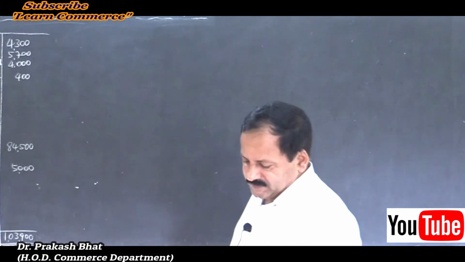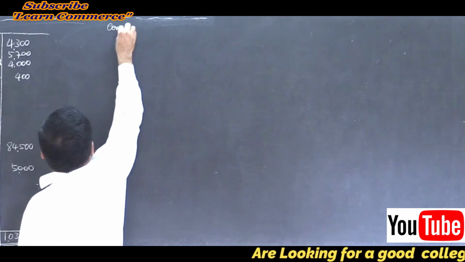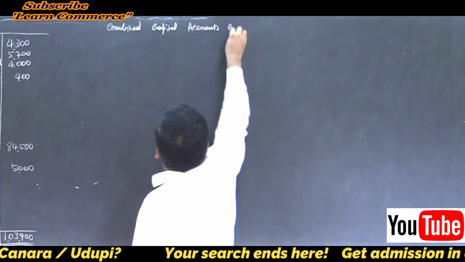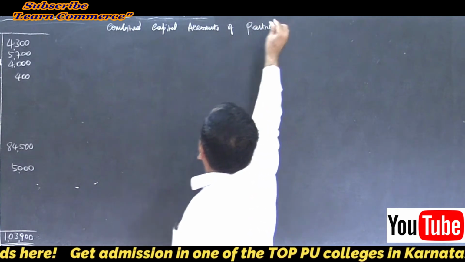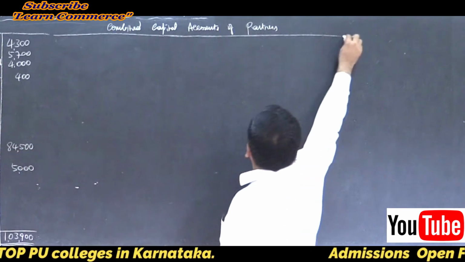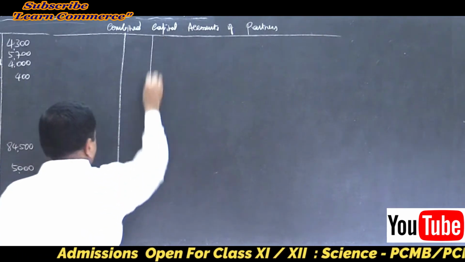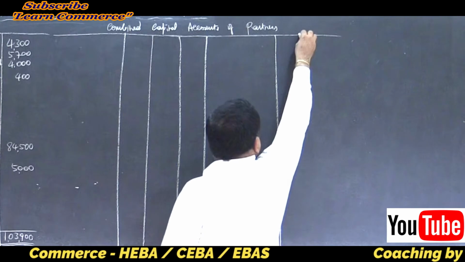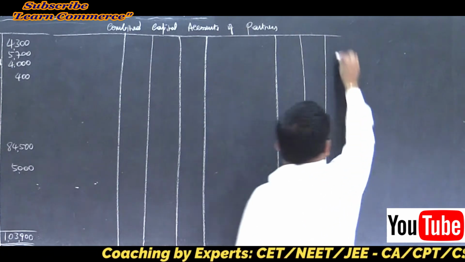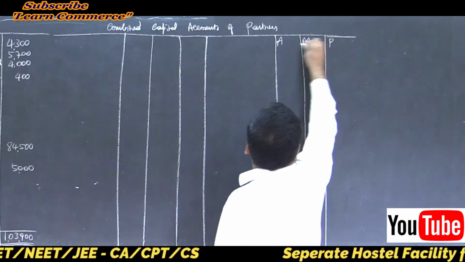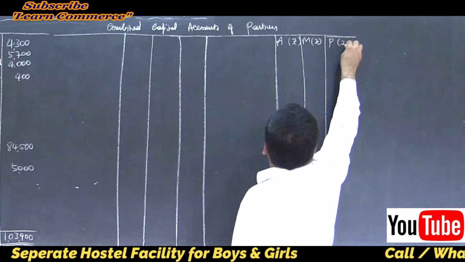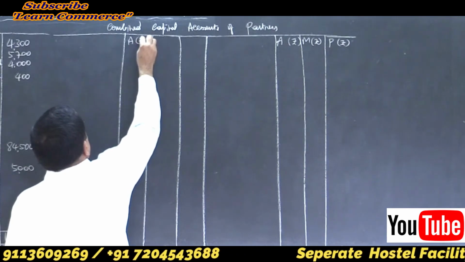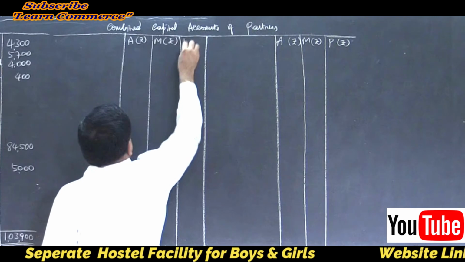Let us move on to the next part, that is combined capital accounts of partners. Draw the columns. Amara, Madhura, Prema. Write in full. Debit, credit, particulars. Then Amara rupees, Madhura rupees and Prema rupees.